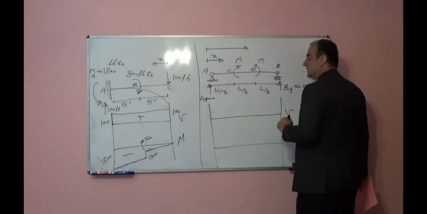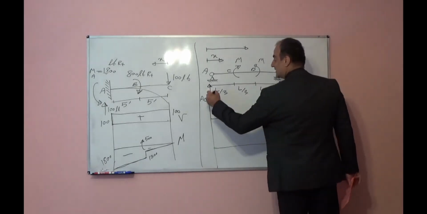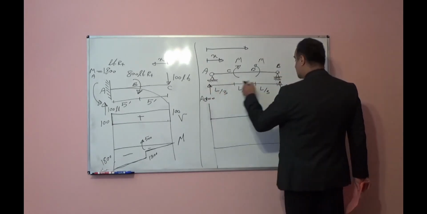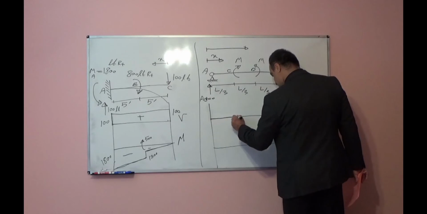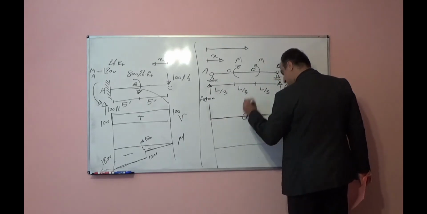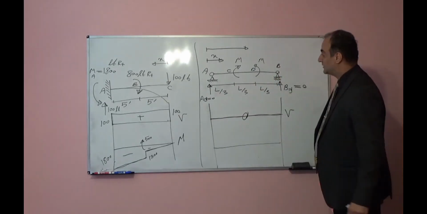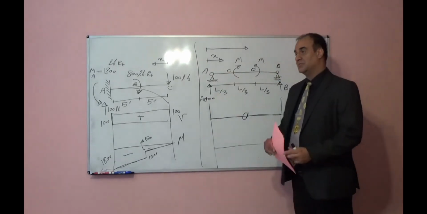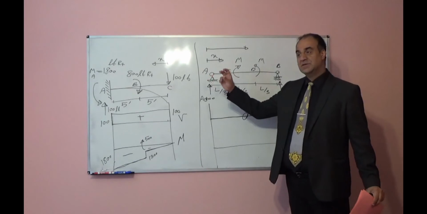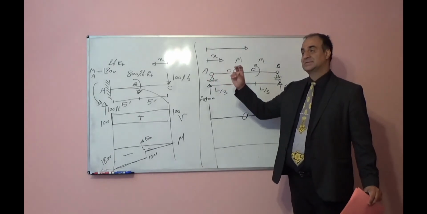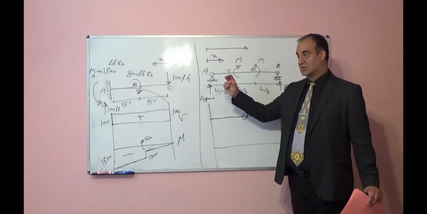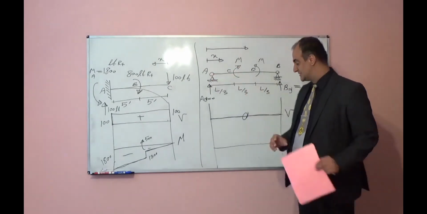For the beam, we can move from left. Here there is no force, so until the end there is no force. This is the shear force diagram, 0. Bending moment diagram. At point A, bending moment is 0 because it is a hinge. Hinge means no resistance against bending moment, no reaction against bending moment.